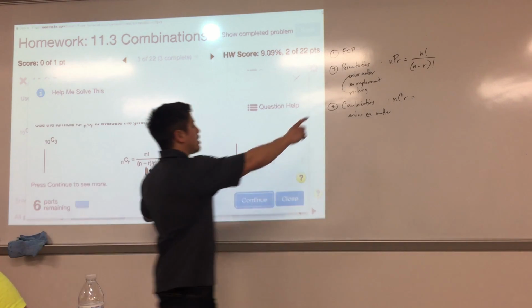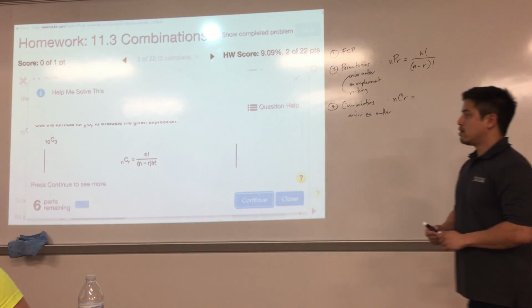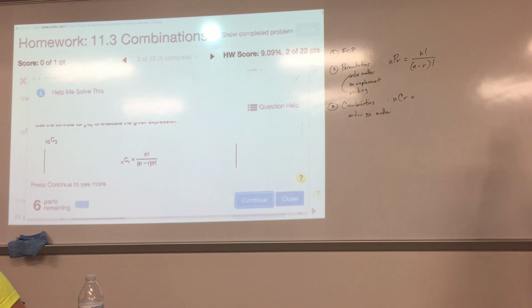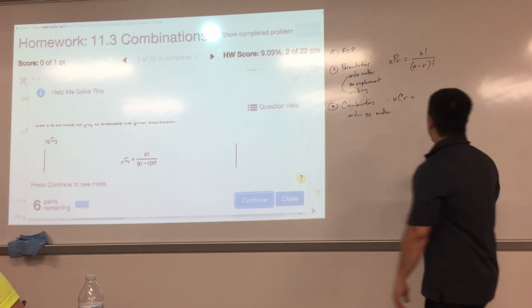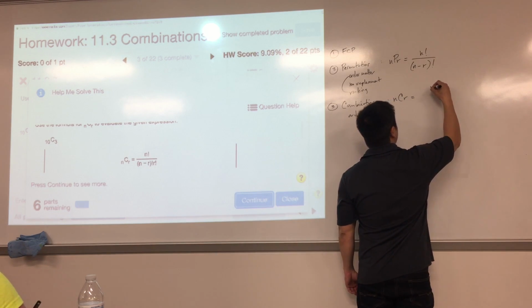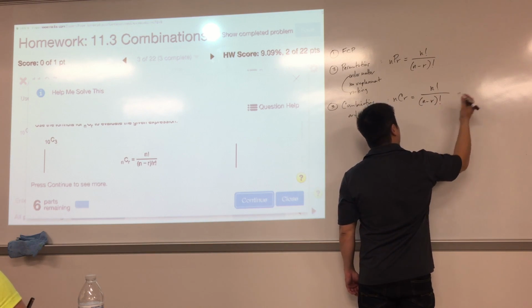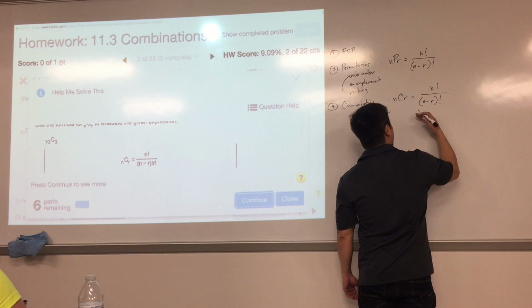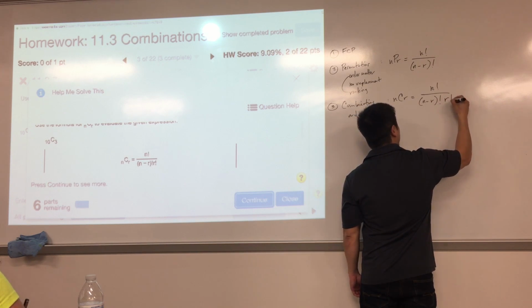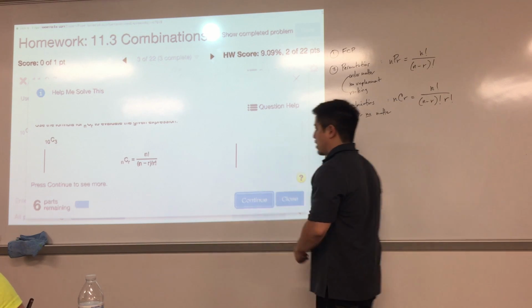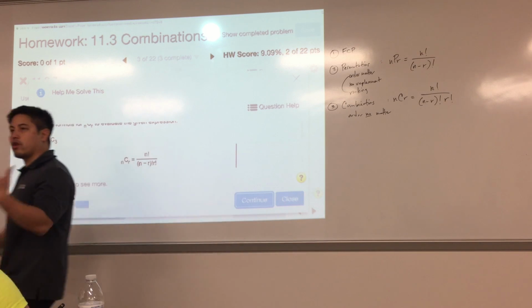What is the difference between these two? Just an extra r factorial, right? So your formula is n factorial over n minus r factorial, and the only difference between these two is an extra r factorial multiplied in the denominator. Does that make sense? And I'm going to show you how to work this.